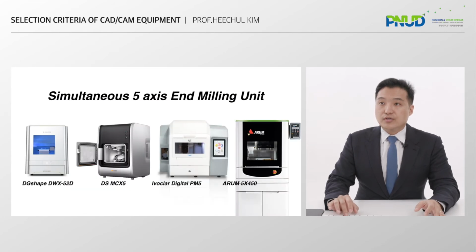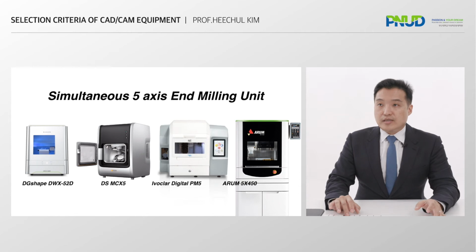Recent milling machines do support simultaneous 5-axis milling. It is very important to select a product that can do a reliable milling process. Another key factor is the installation environment, because they need a separate compressor. So you need to carefully plan out the floor plan of your cleaning space.